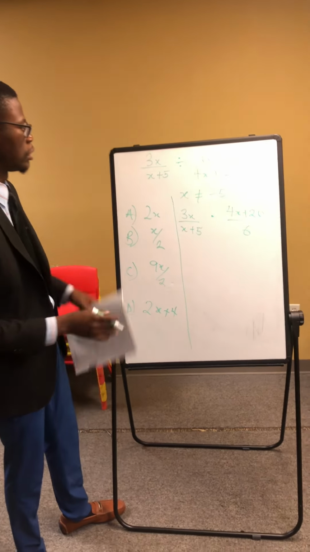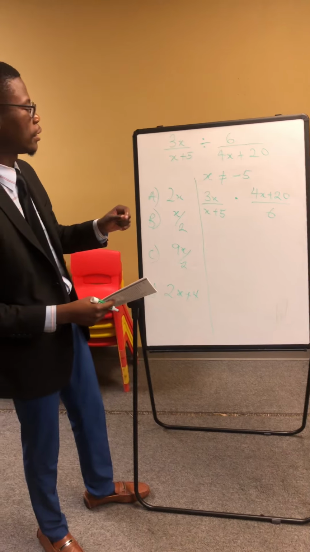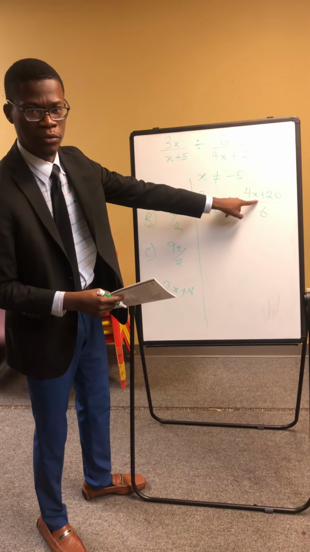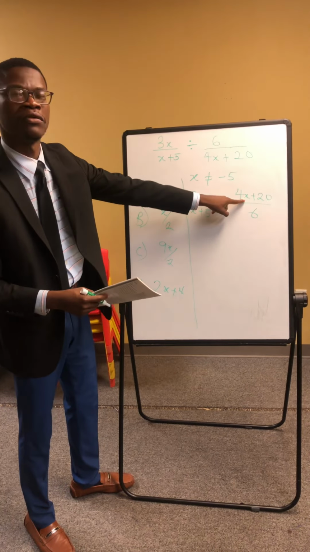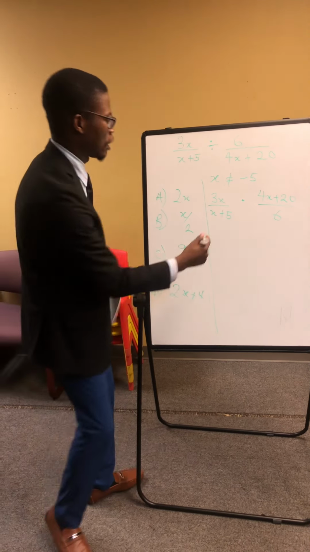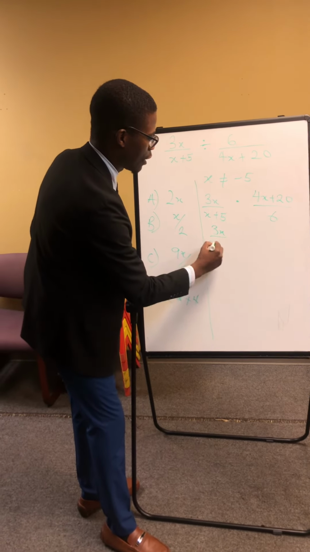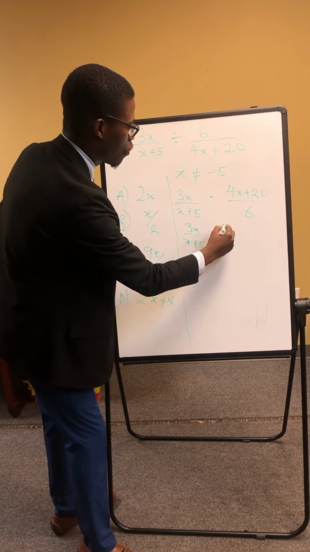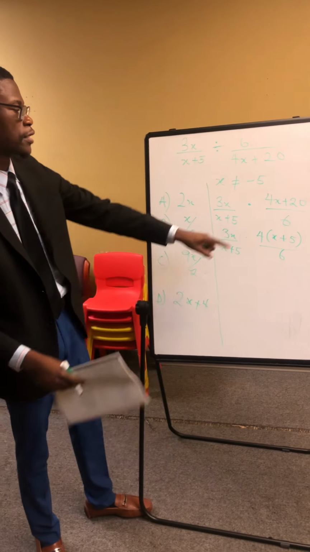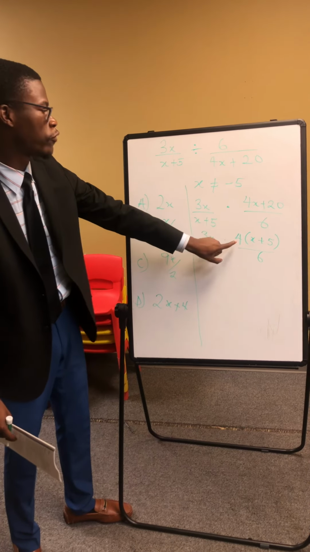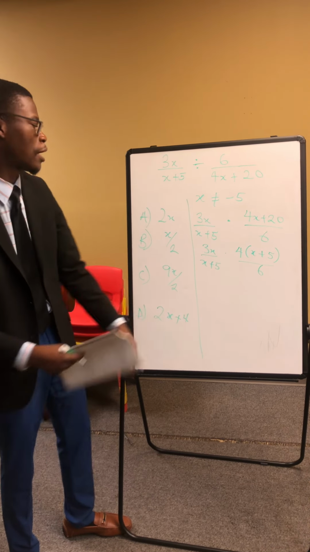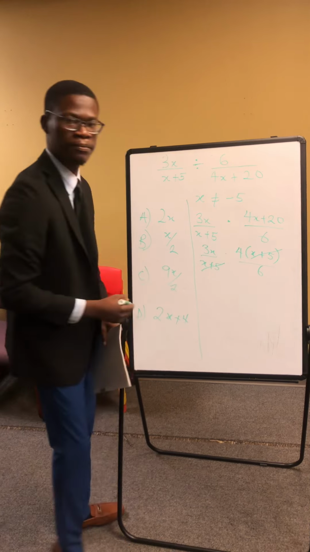All right, now looking at this, I can move further and I notice that this and this have something in common. What do they have in common? This is a factor of this. Now, when I factorize this, you will see this. So I have 3x divided by x plus 5 dot 4 times x plus 5 divided by 6. Look at this for a second. 4 times x is 4x. 4 times 5 is 20. You see? And this is x plus 5 and this is x plus 5. So what happens? These cancel each other out.